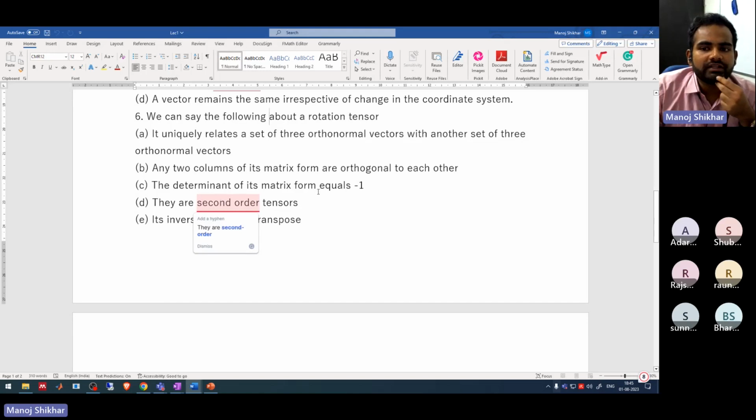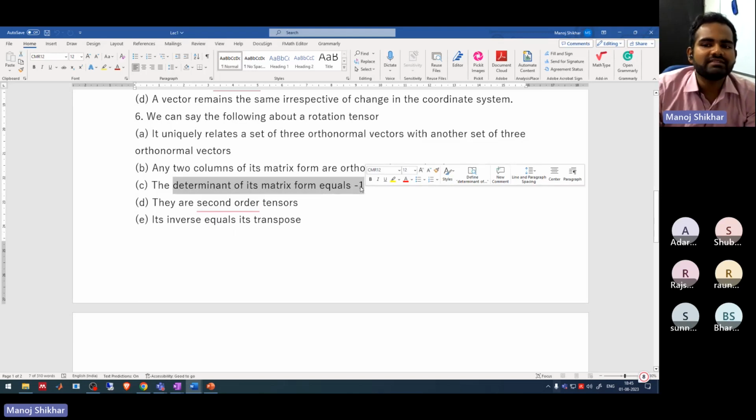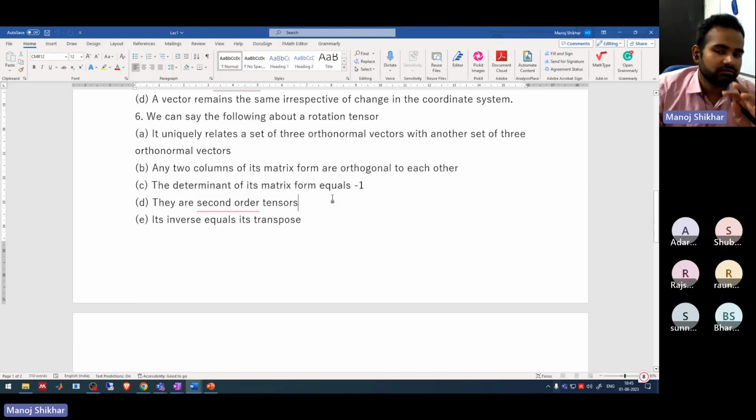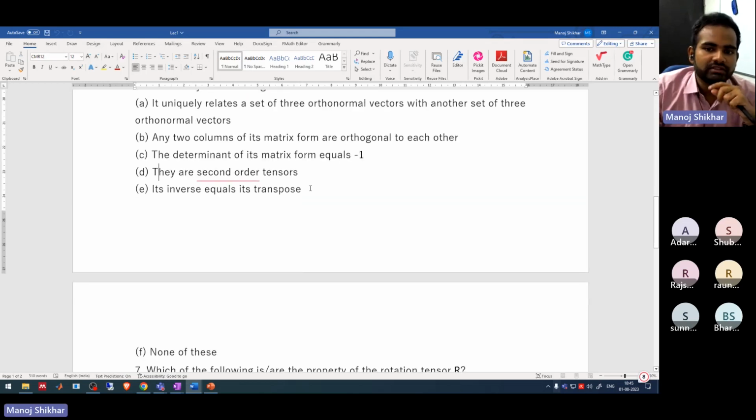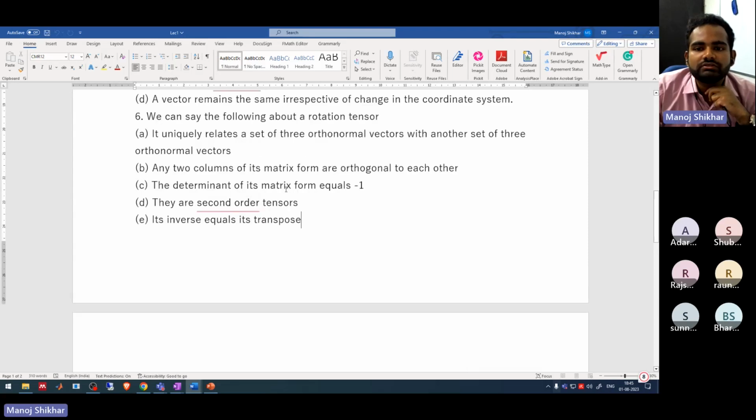The determinant of its matrix form equals -1, false. If it was a reflection, then this would be -1. Otherwise, it is +1. They are second order tensors, true. A rotation tensor is a second order tensor. Its inverse equals its transpose. It is also true. So this is the only false statement. All others are true.